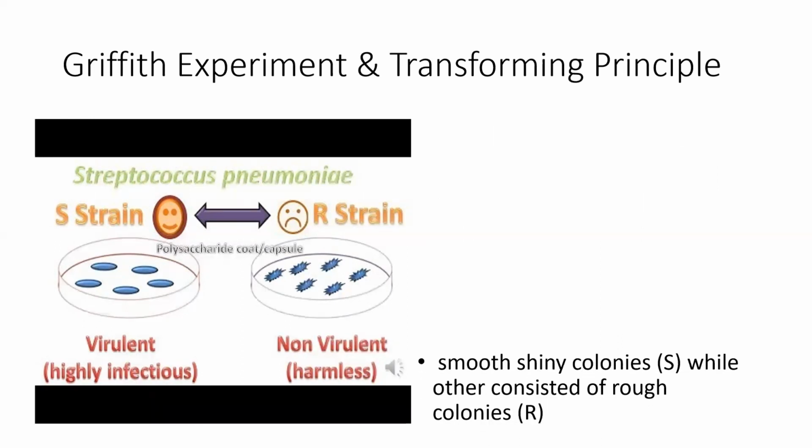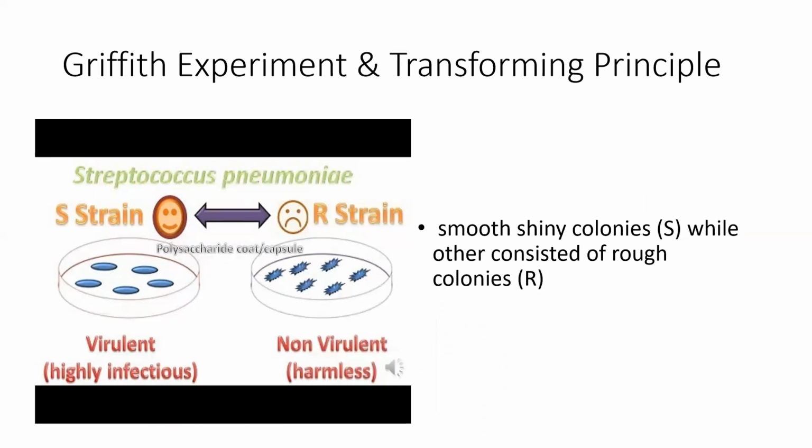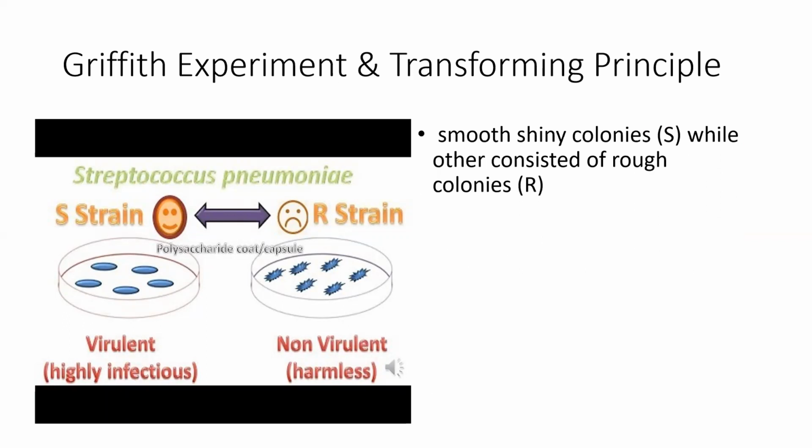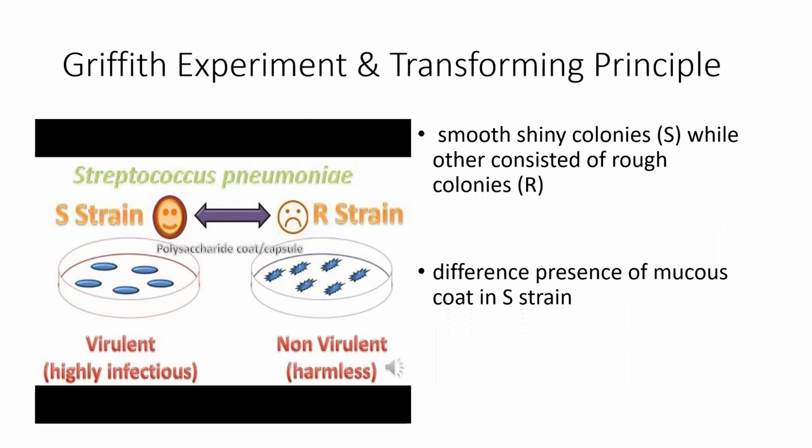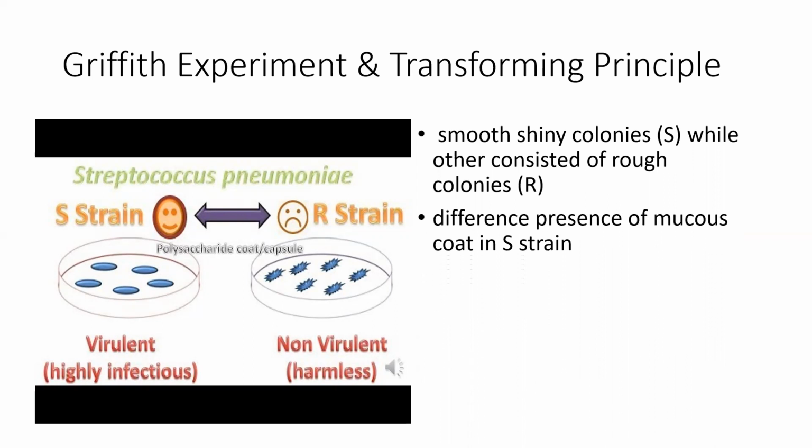So smooth, shiny colonies. That's why it is called the S strain. While the other consists of rough colonies, which is called the R strain. The difference is because of the presence of a mucous coat. There is a presence of a mucous coat, which is smooth, on the S strain.